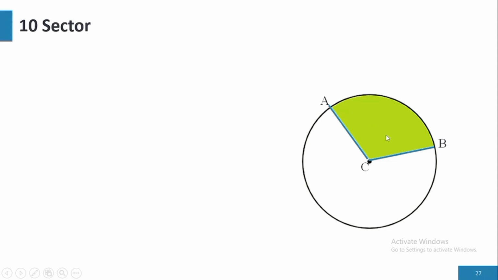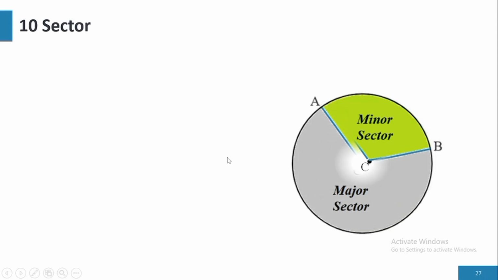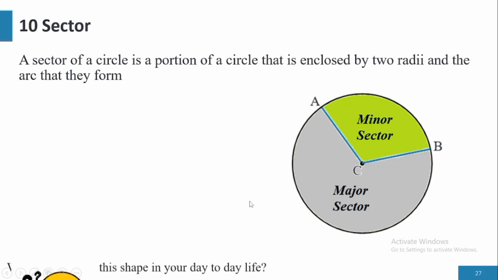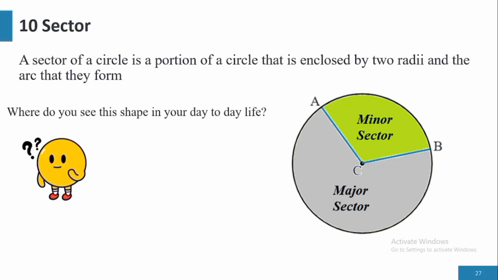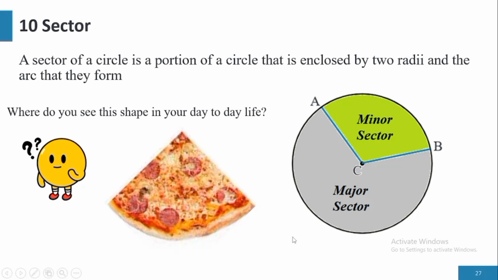Now, like the segment, there are two parts of sector as well. One is the minor sector and the other is the major sector. Again, as the name suggests, smaller part is minor, larger part is major sector. Now, can you tell me where do you see this shape in your day-to-day life? And I'm very sure everybody might have thought of this, right? And it's correct. To remember what is sector, you need to just remember this slice of pizza. Okay, so this shape is nothing but the sector of a circle.